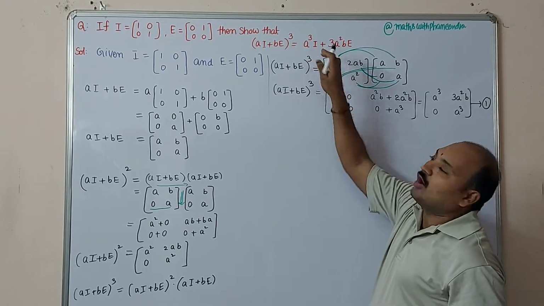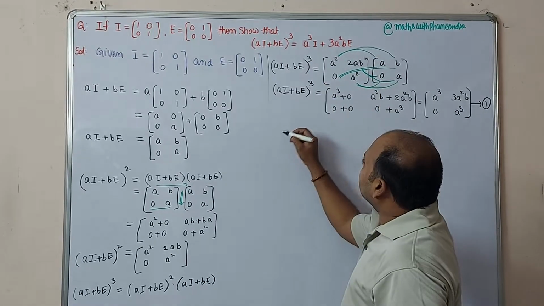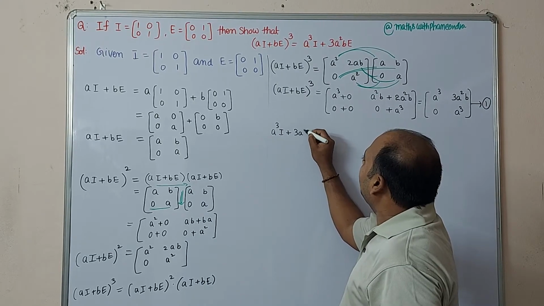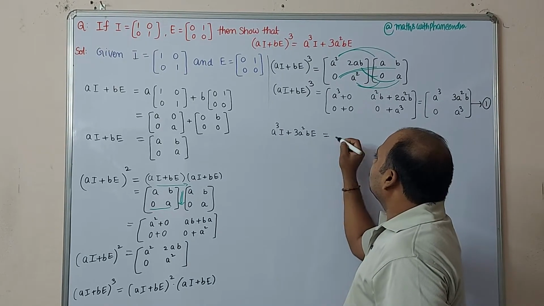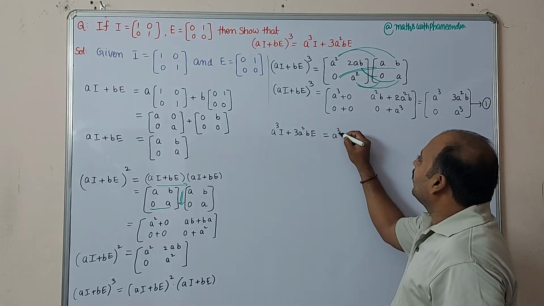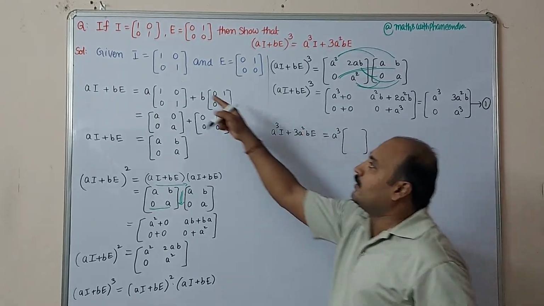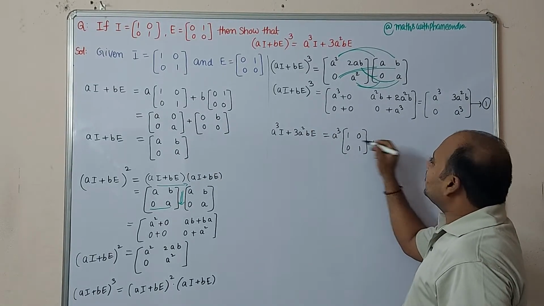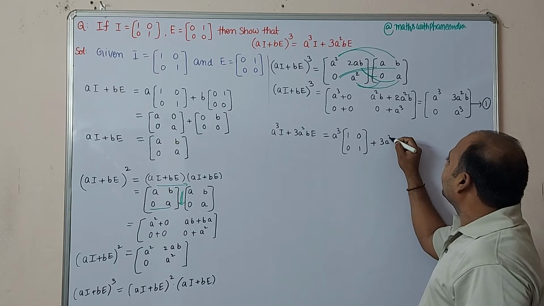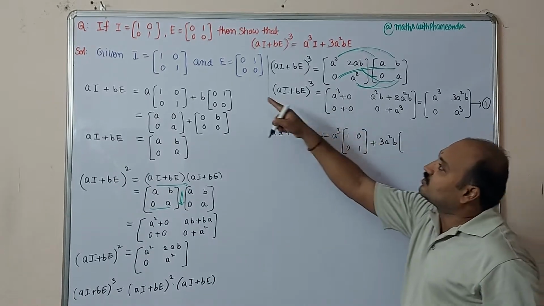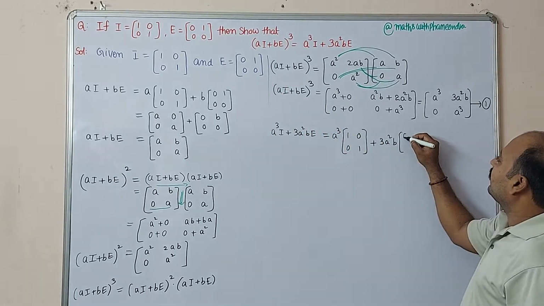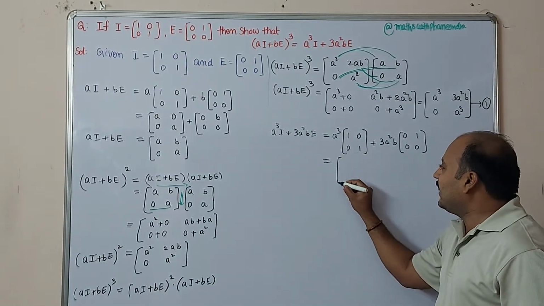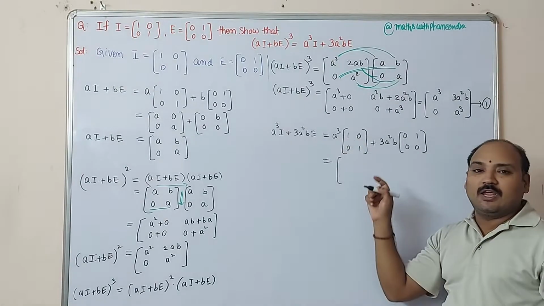Now I am calculating the RHS value. So that is, consider A cube I plus 3A square B into E. So A cube into I value. I value means identity matrix, this you have to write: 1 0 0 1, plus 3A square B into E value. E means what? 0 1 0 0. Which is equal to each and every element multiplying by A cube.